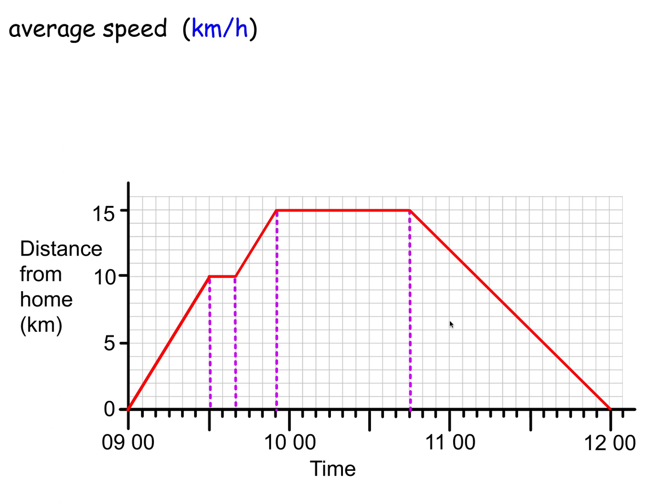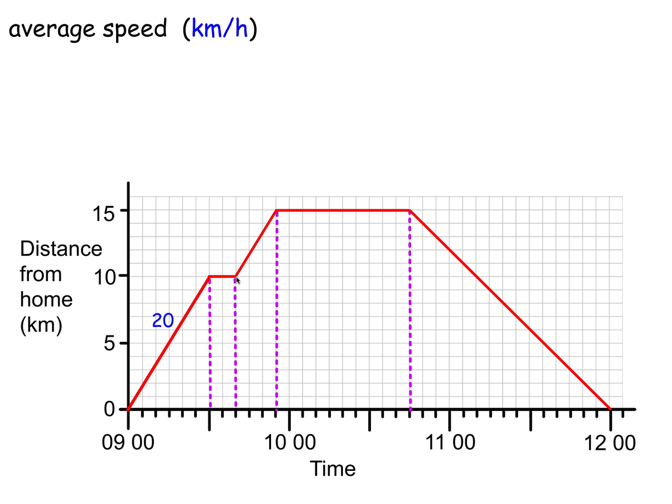There's the same graph with the splits, and this time we'll look at the speeds. So he travelled at a certain speed. That's the first half an hour here. He travelled 10 kilometres. So half an hour to travel 10 kilometres means 20 kilometres in an hour. So that's 20 kilometres an hour for this part.